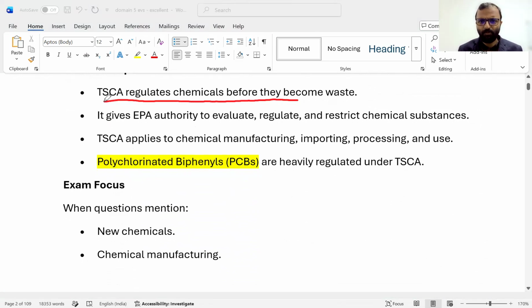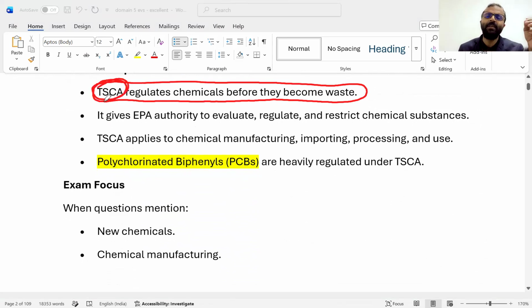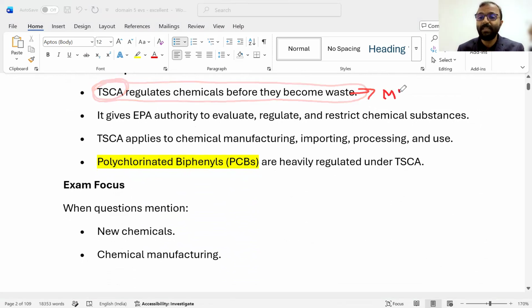TSCA regulates chemicals before they become waste. That means this is not waste. TSCA is chemicals. See, you are working in a company, in an industry. There are so many chemicals already there in your company. You have to use those chemicals. So while you are using those chemicals, you have the MSDS, material safety data sheets, and all those data sheets that you are referring to. So those regulations and all, TSCA makes.